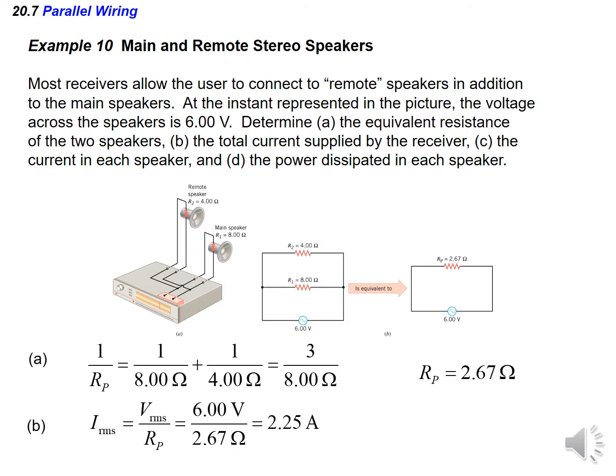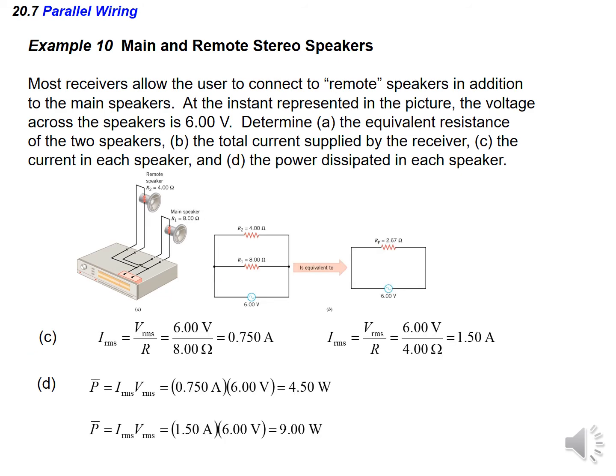Flowing there is 2.25. And that 2.25 is the value of the current we computed for letter B. Meaning, our value of currents for the first resistance, the remote speaker, and the main speaker, the total of that is equal to 2.25. Power can be solved using VI. So the formula used here is current multiplied by voltage.